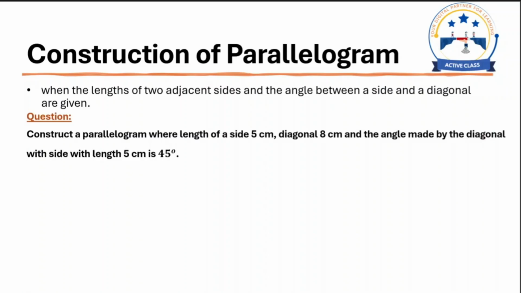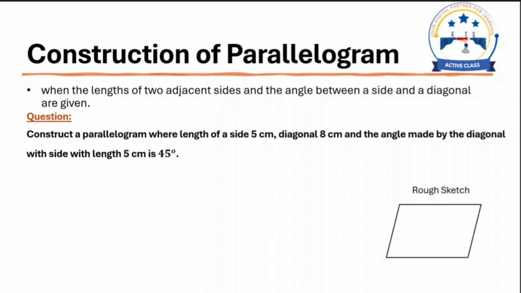Construct a parallelogram where the length of a side is 5 centimeters, the diagonal is 8 centimeters, and the angle made by the diagonal with the side of length 5 centimeters is 45 degrees. I know you are a bit confused, but let's not be confused. Let's make it simple by making a rough diagram. This is my rough parallelogram.